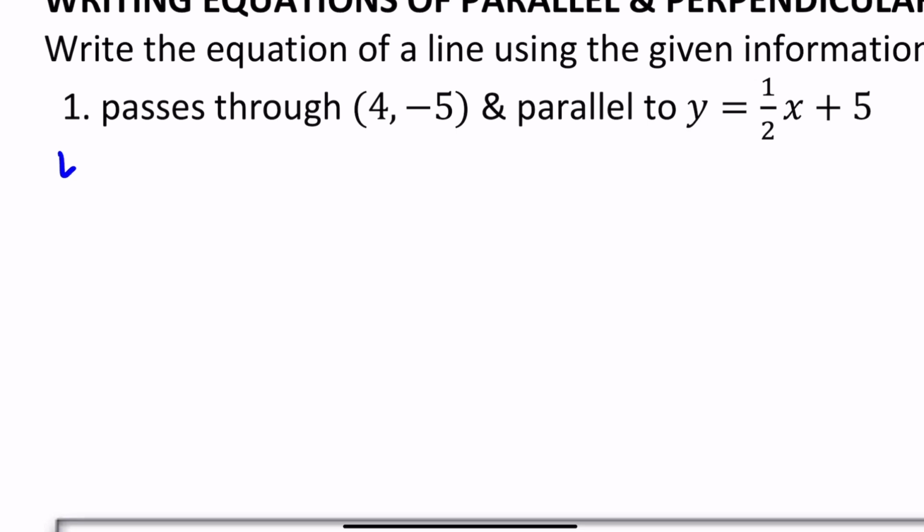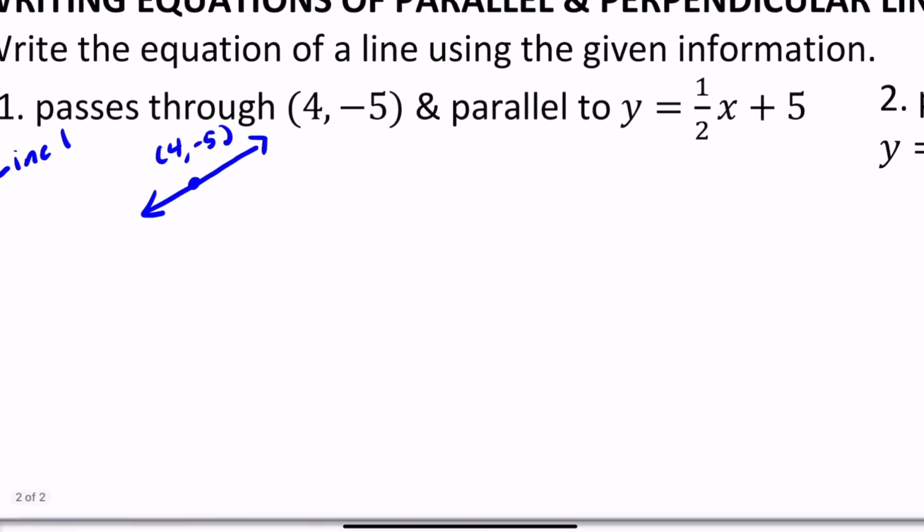We have a line, we'll call that line 1, that passes through 4 comma negative 5. And we can go ahead and just draw a rough sketch of what that looks like. So here's my line, and it contains the point 4 comma negative 5. And then we have this line, which is parallel to another line. And the symbol that we use for parallel looks like forward slashes. So we have a line 2 over here, which is in the form y equals 1/2 x plus 5, which I am going to illustrate right next to the blue line. So y equals 1/2 x plus 5.